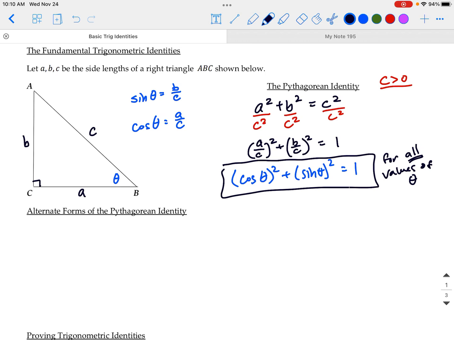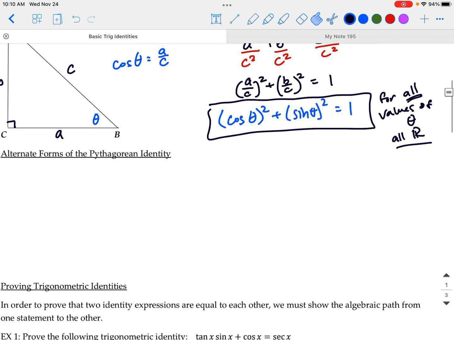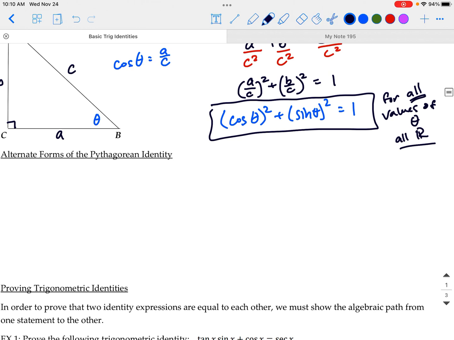And sine and cosine have infinite domains. So this is true for all values of theta, which is really all real numbers. So this is a really, really nice identity. And so from this identity, we're going to derive a couple of additional ones. So a couple that are going to be additionally useful. So the first is going to be kind of the isolation identities.